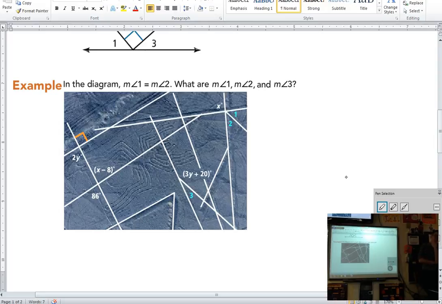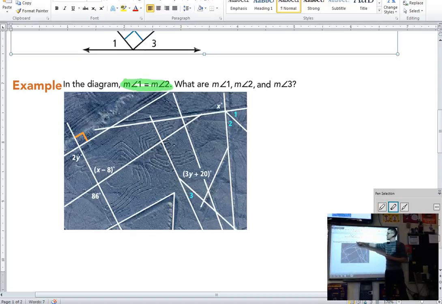I want to know what we can figure out based off what we see in this image. So take a second, take 30 seconds actually, analyze your image. And also recognize it tells us angle 1 is congruent to angle 2. They're going to be the same measure. So look for what do we know, what can we do with this. And that's 30 seconds.